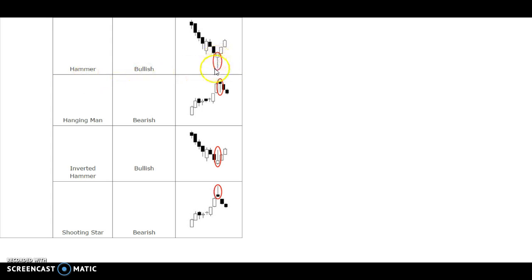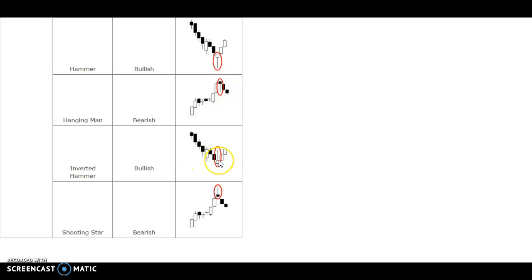I like to call it the dragonfly. Sometimes it has a tiny upper wick and a long tail, but it's just a sign of a reversal. Hammer is the same thing; it just doesn't have a wick at the top. Hanging man, so I'm already misidentifying these names on that last one. We'll get to it, but hanging man is basically like a reverse dragonfly. It's another reversal sign.